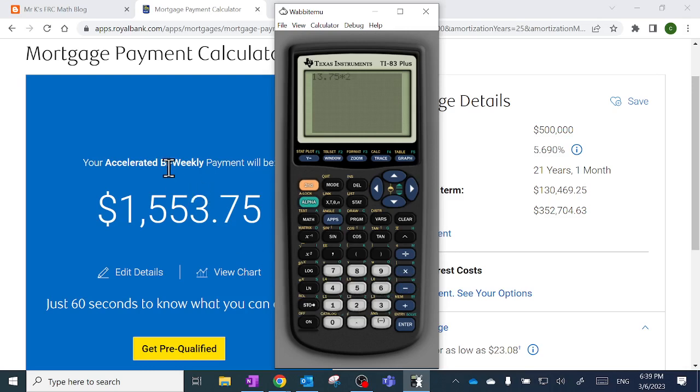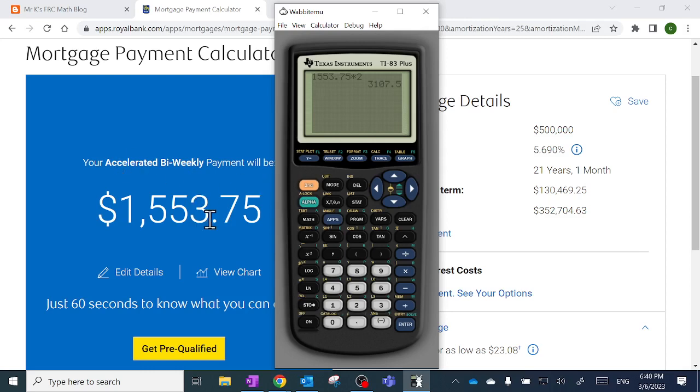So again, if most months have 4 weeks in them, 2 of these payments makes a monthly payment. 1553.75 times 2. Notice you get the same payment basically with a 1 cent difference that we had before, right? $3107.50 a month. But again, if you're paying this biweekly, there is going to be 4 extra payments a year, because the difference between how many weeks there are in a year and how many months are in the year isn't exactly 4. There are some months that have a 5th week.